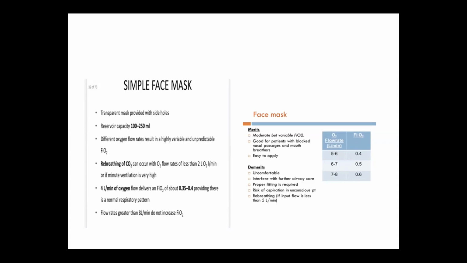If you keep the flow rate less than 2 liters, there is a chance of rebreathing. 4 liters per minute of oxygen is enough to deliver about 35 to 40% FiO2. If you increase it up to 8 liters, there is no increase in FiO2. So you have to keep a flow rate of 5 to 8 liters, and the FiO2 you can deliver is 40 to 60%. Merits are it's good for patients with blocked nasal passages. It's easy to apply if the patient is comfortable with it. But demerits are that proper fitting is required, there is risk of aspiration in an unconscious patient, and a chance of rebreathing. Plus, the patient cannot eat with this one.